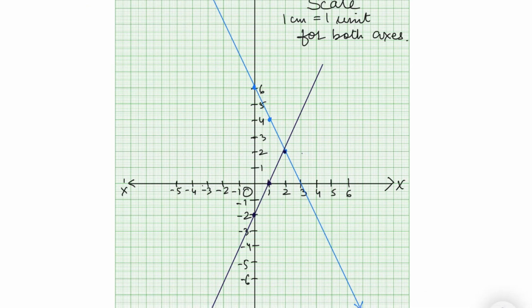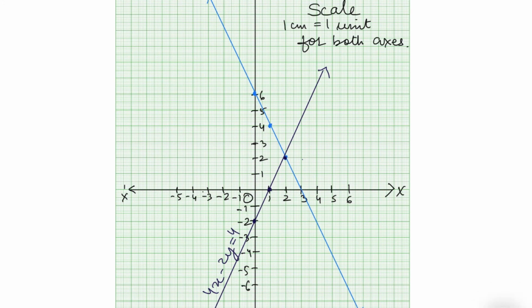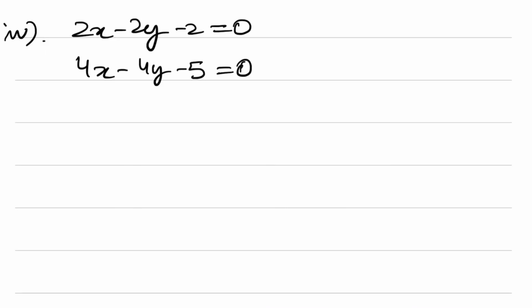Now this line is 4x minus 2y is equal to 4. And this line is 2x plus y is equal to 6. So I have got both the lines. Now I know the solution will be the point where they are intersecting, right? So the solution is this. We already knew this. So they are meeting at this point. So the coordinates of this point will be the solution. So 2 and 2.